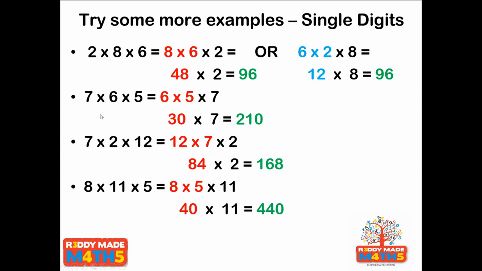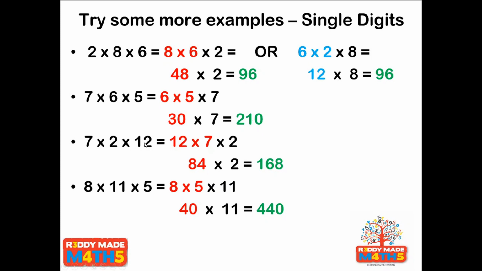The next one, I hope, was a little bit more obvious. We've got a 7, a 6, and a 5. That strategy of, well, if we've got a 5, one really good thing to do is to put it with an even number. So we end up with a multiple of 10. So 6 multiplied by 5 gives us 30. We multiply that by 7, and we get the product, 210.